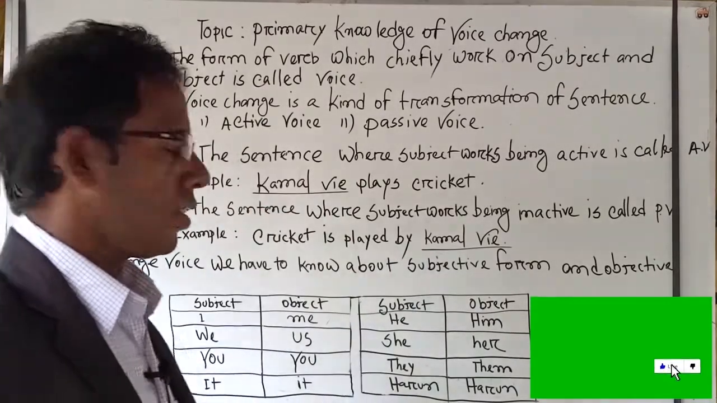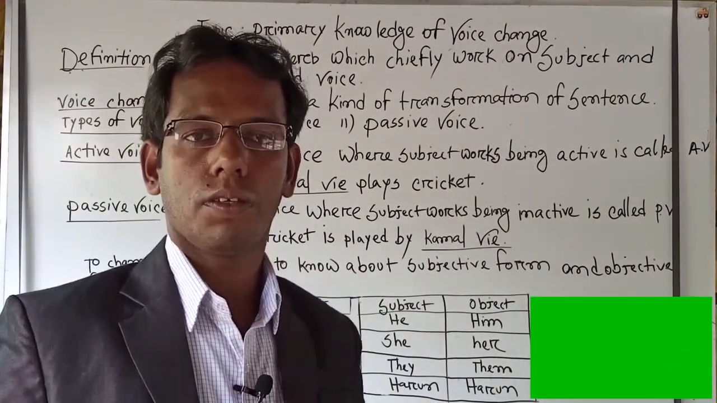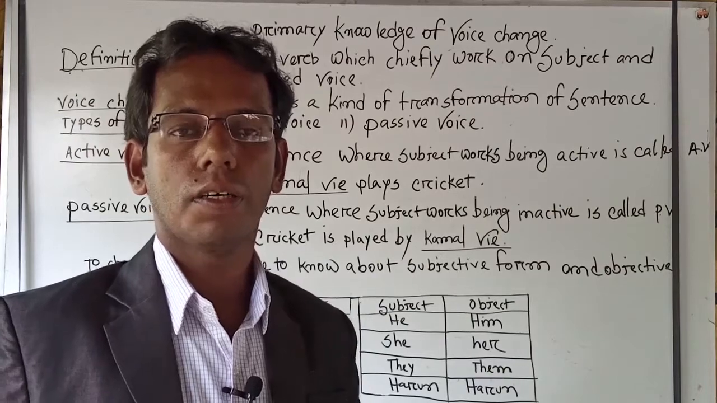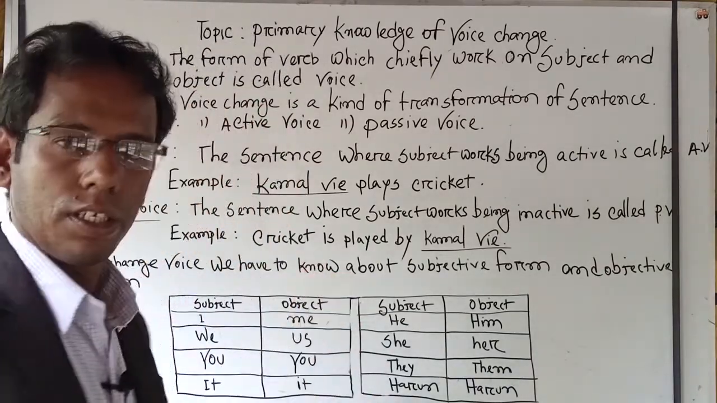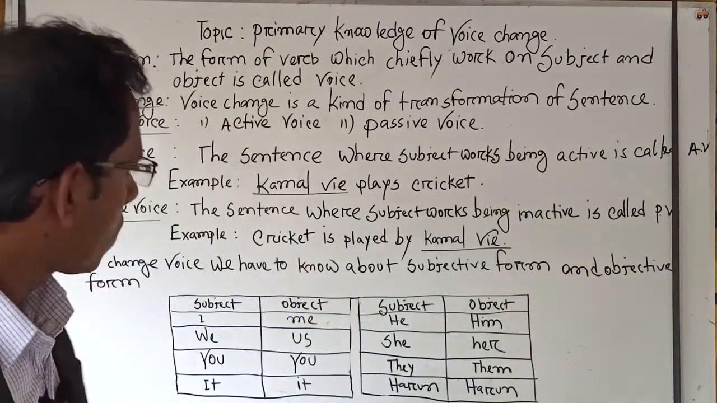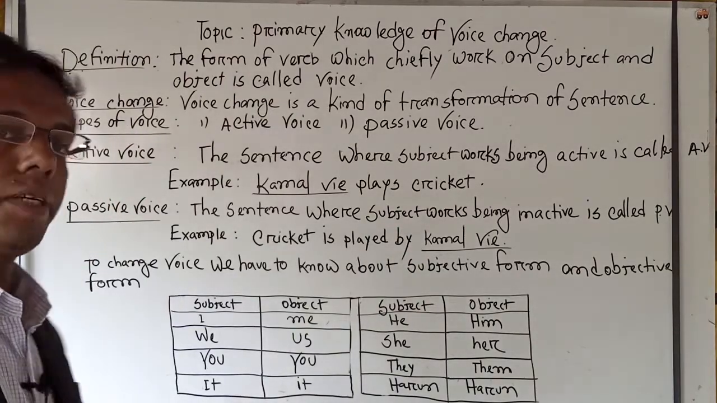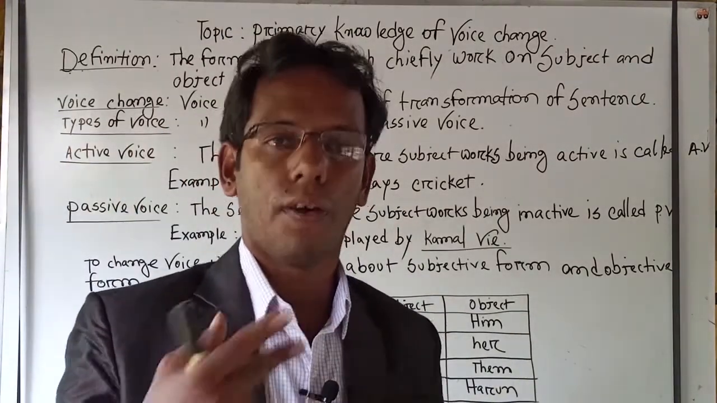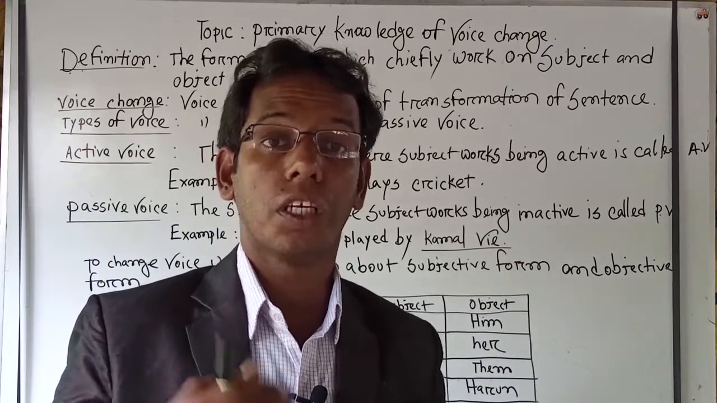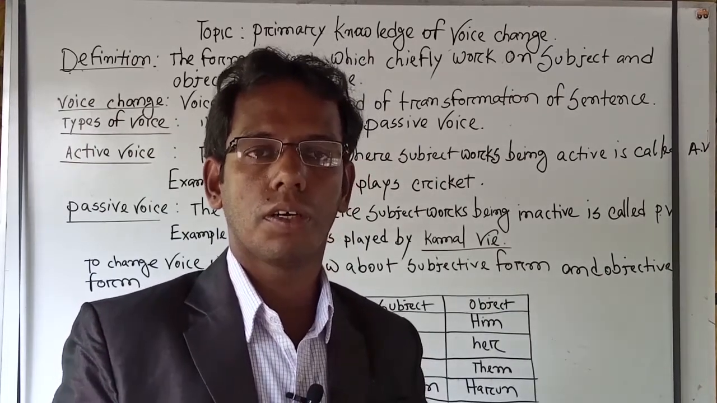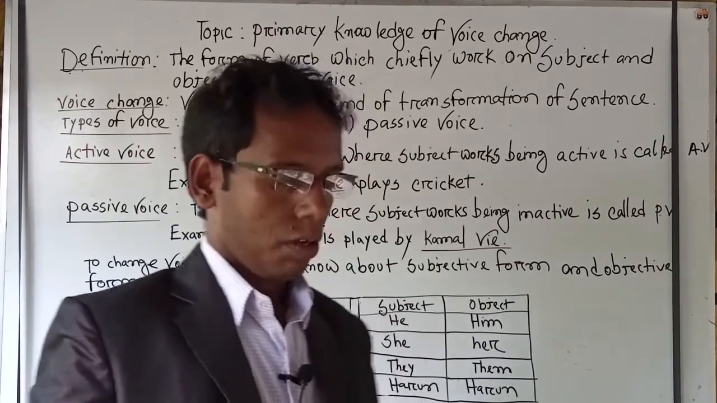Kamal Bhai is here the most powerful person to complete the sentence. He performed the action of the sentence. So we can clearly say that in active voice the subject is more powerful, the subject is more strong.